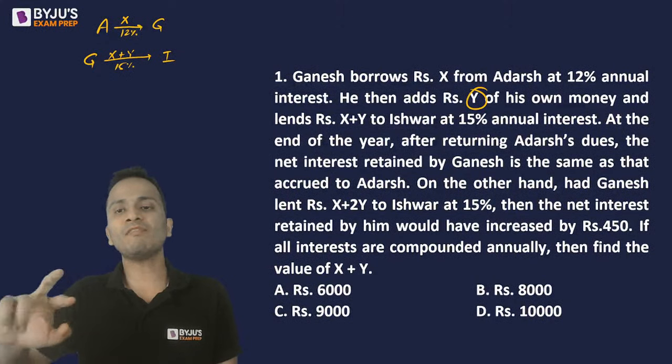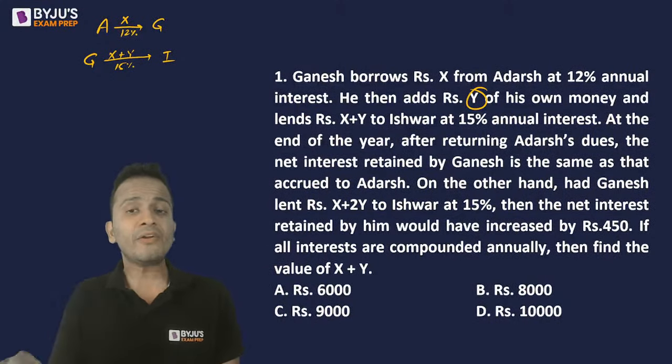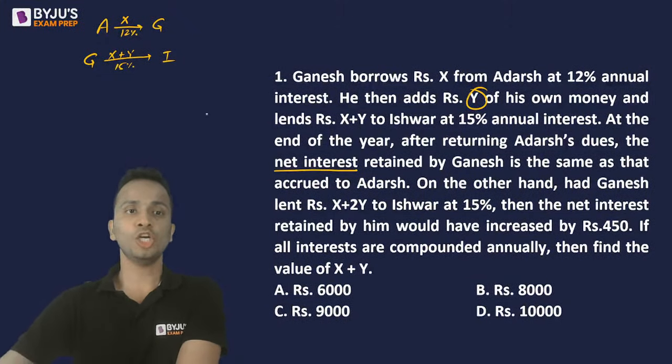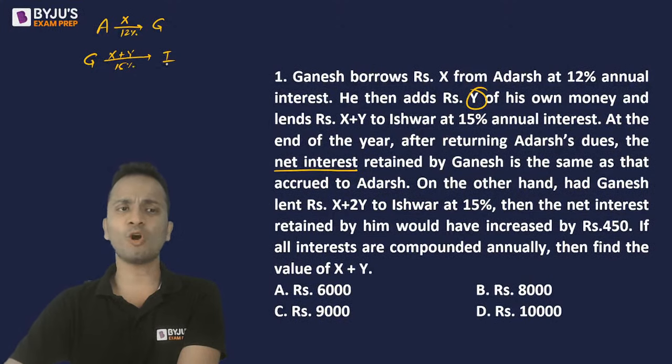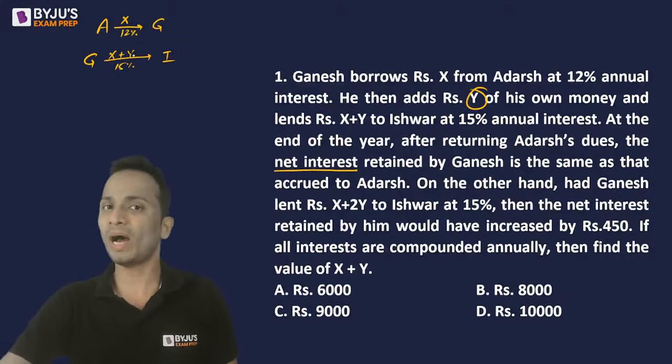At the end of the year, after returning Adarsh's dues, the net interest retained by Ganesh. So, the net interest retained by Ganesh. Ganesh must have got an interest of 15 percent of X plus 15 percent of Y.